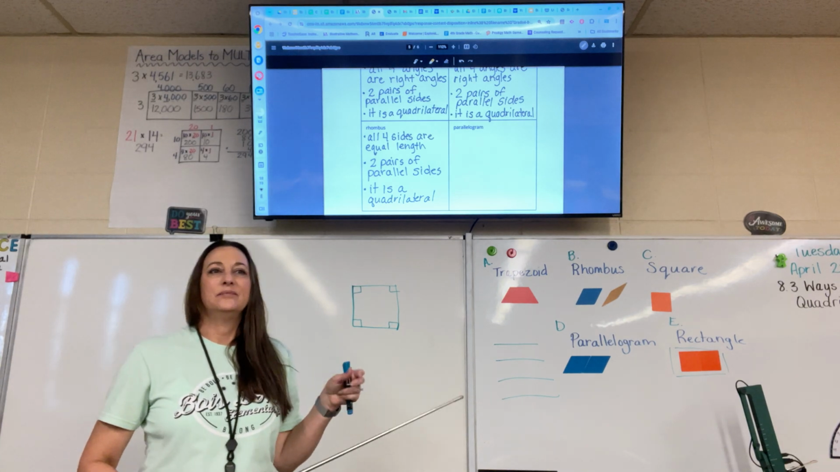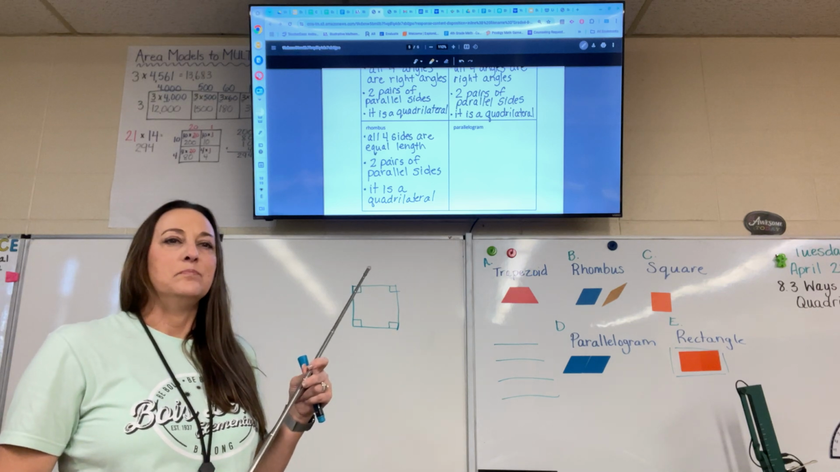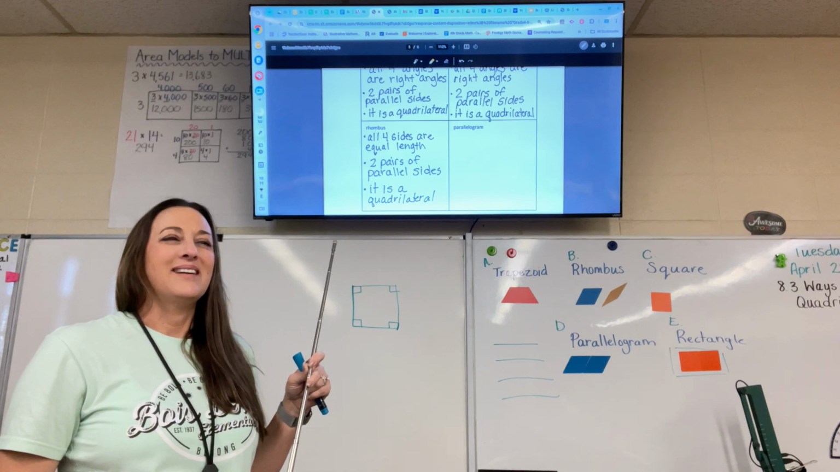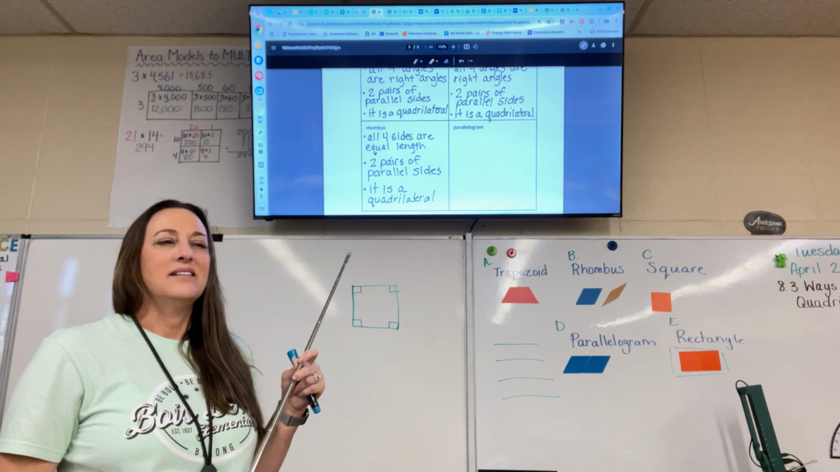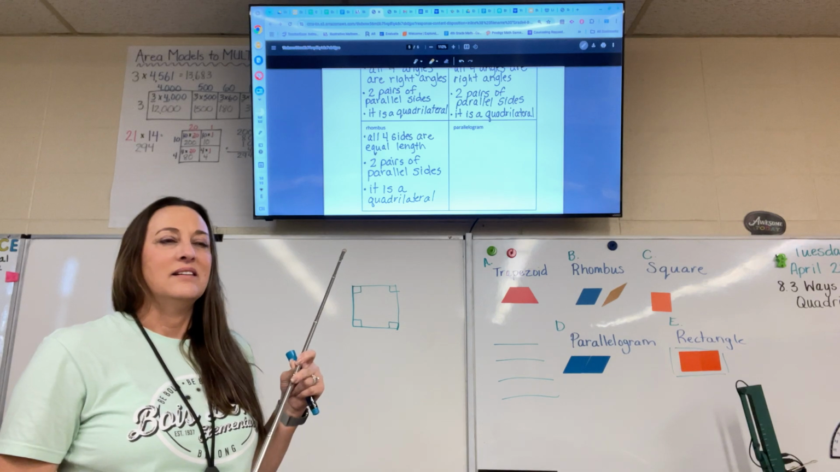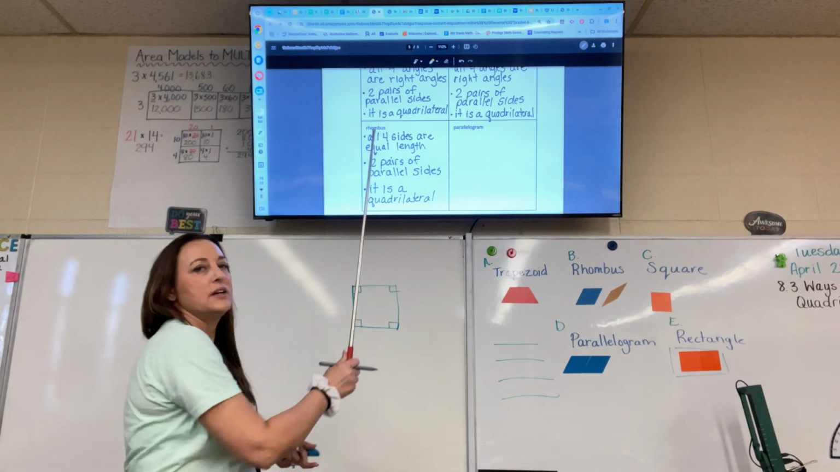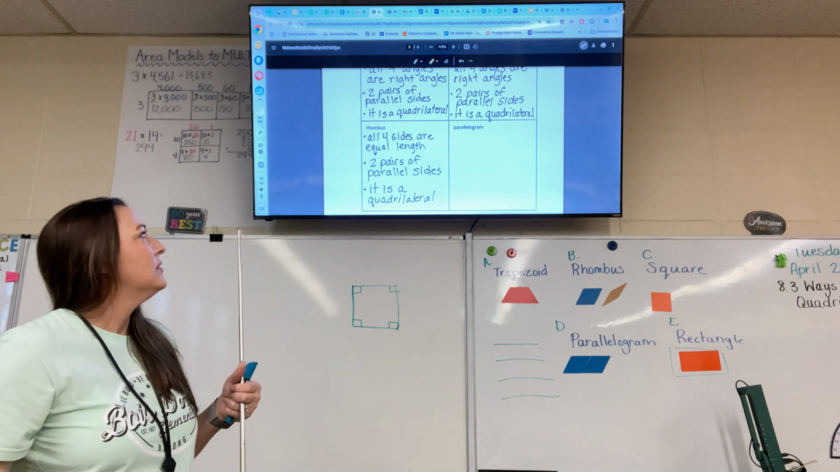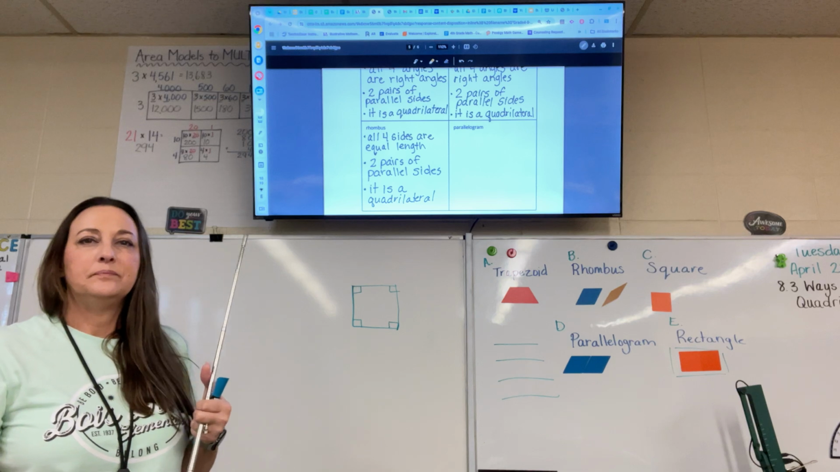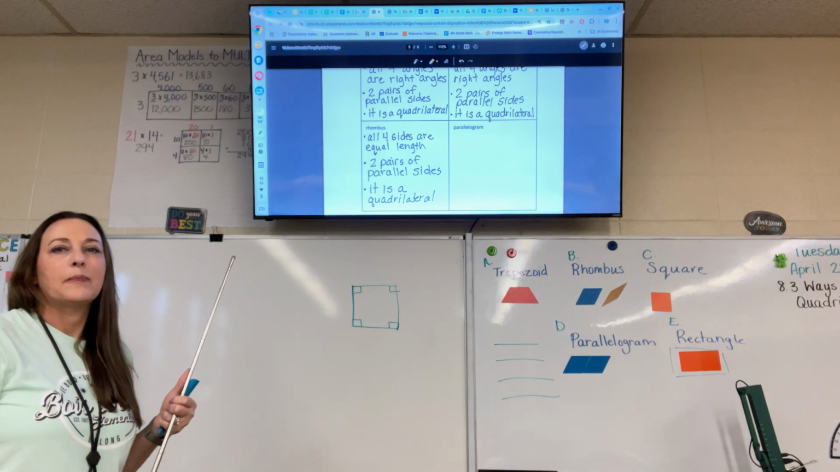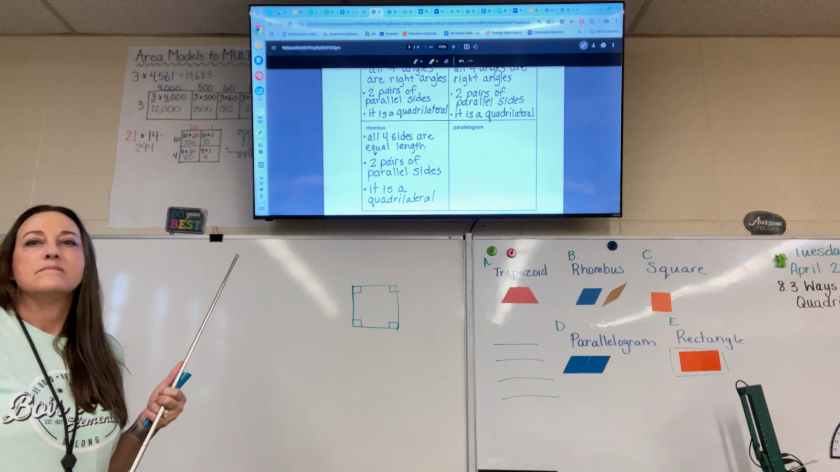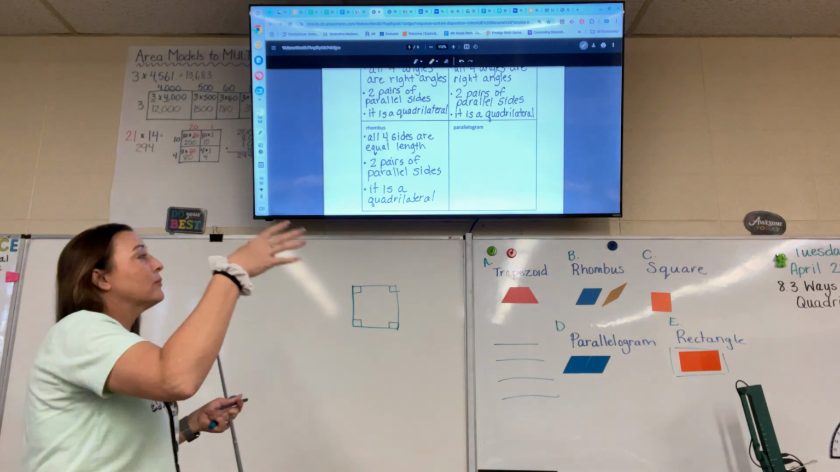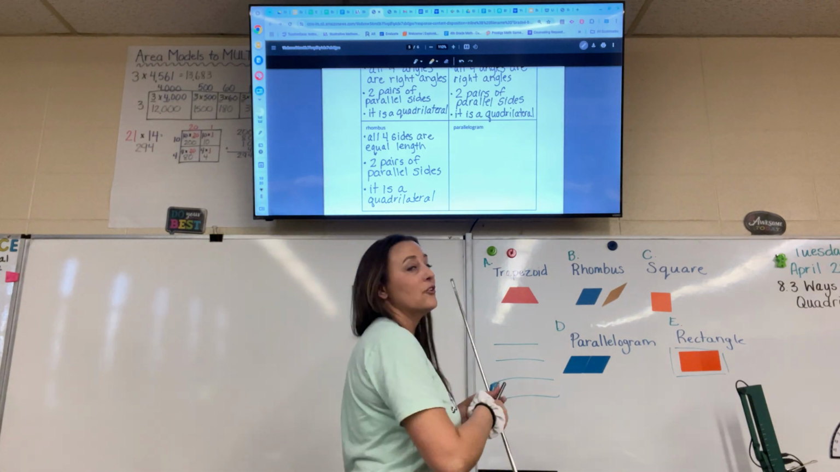Lily? Okay, Brantley, there's 2 pairs of parallel sides. Yeah, but let's talk about side lengths first. Josiah, which one are we on? Parallelogram. 2 of the sides are longer than the other 2. So that's not a requirement because in the parallelogram, do you see a square?